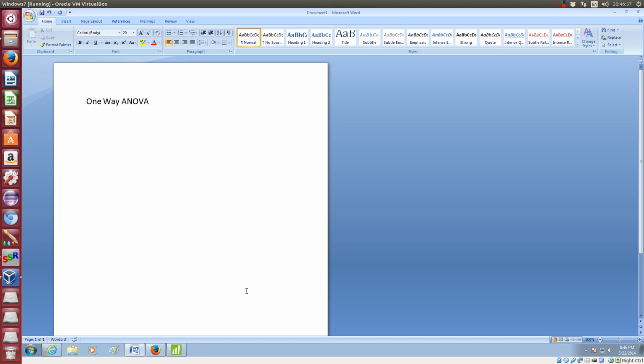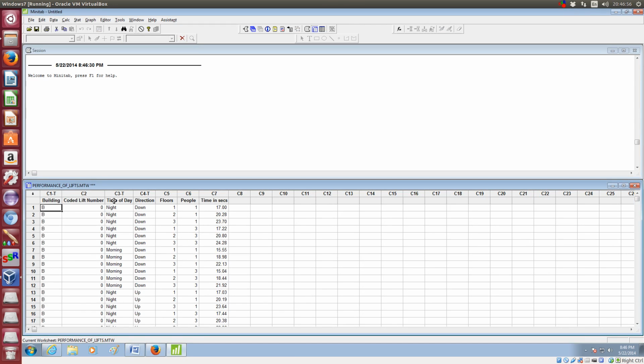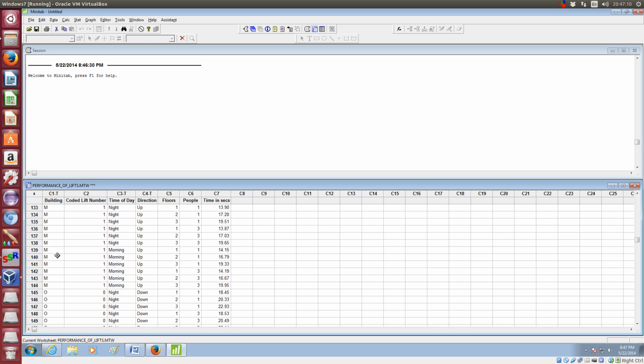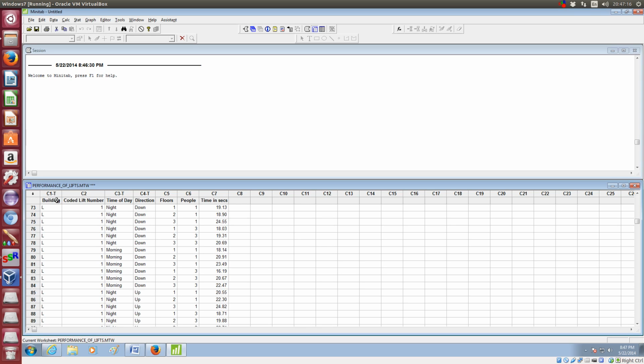Now, whenever you're dealing with a one-way ANOVA, there's a certain setup that is required. Obviously, you need to introduce the problem. An ANOVA is when we're dealing with a continuous variable, and we want to analyze its relationship with a categorical variable. As an example, if we look at time of day, we've got night and morning. And in direction, another categorical, they just seem to have up and down. What about the building, L, M, O? Okay, we'll look at how the time in seconds is affected by the building.